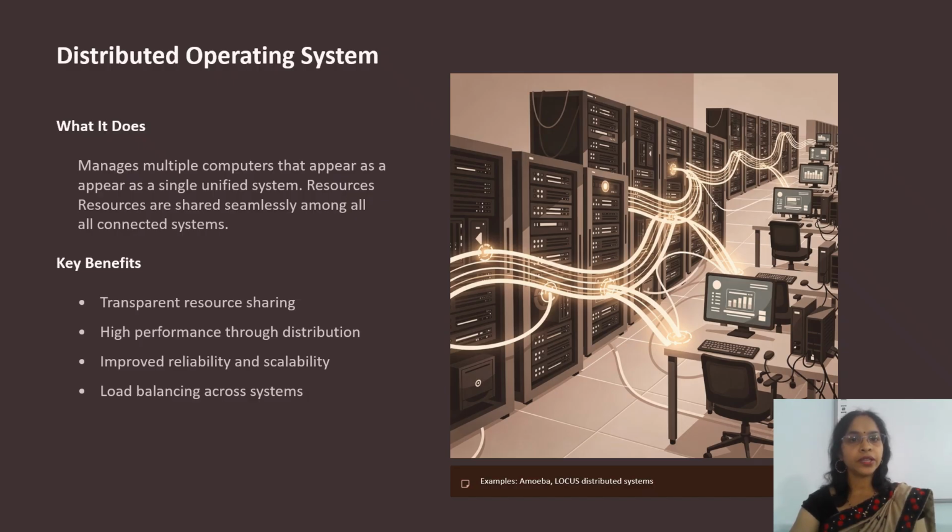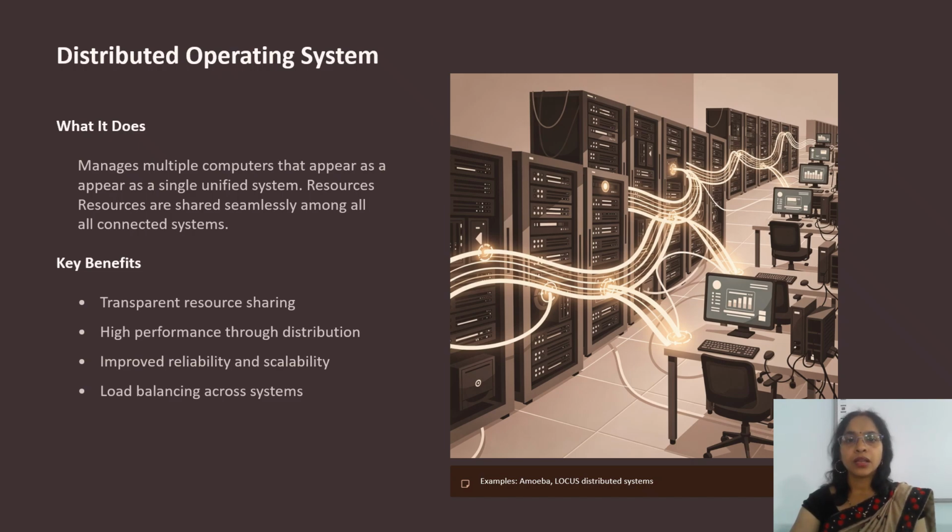Users do not know that multiple machines are working behind the scenes. So what are their benefits? That means transparent resource sharing, high performance through distribution, improved reliability and scalability, and load balancing across the system. It is scalable and fault tolerant. These are all the benefits provided by the distributed operating system.